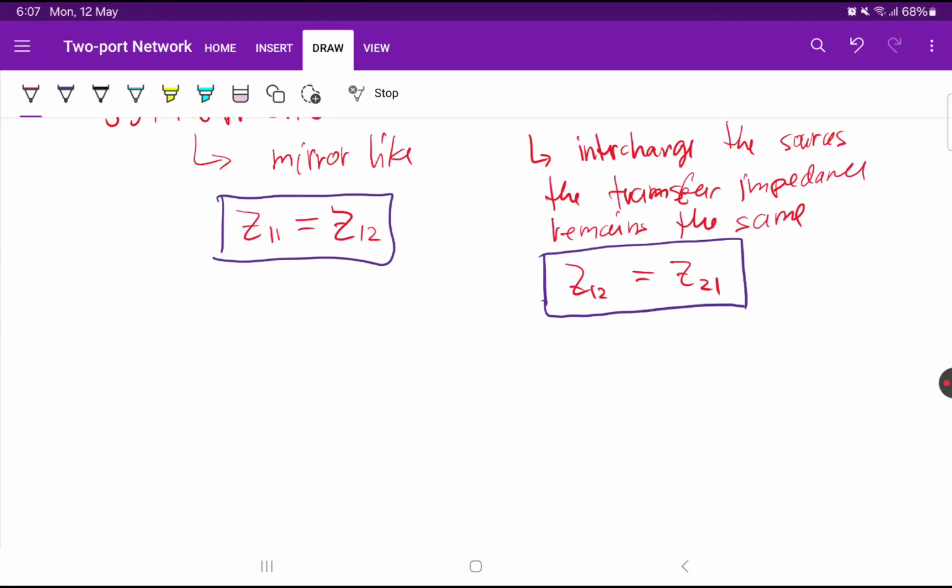So now let's take an example to illustrate, or before that, if you look at the model for Z parameters, the T equivalent circuit for a reciprocal case will look like this one.